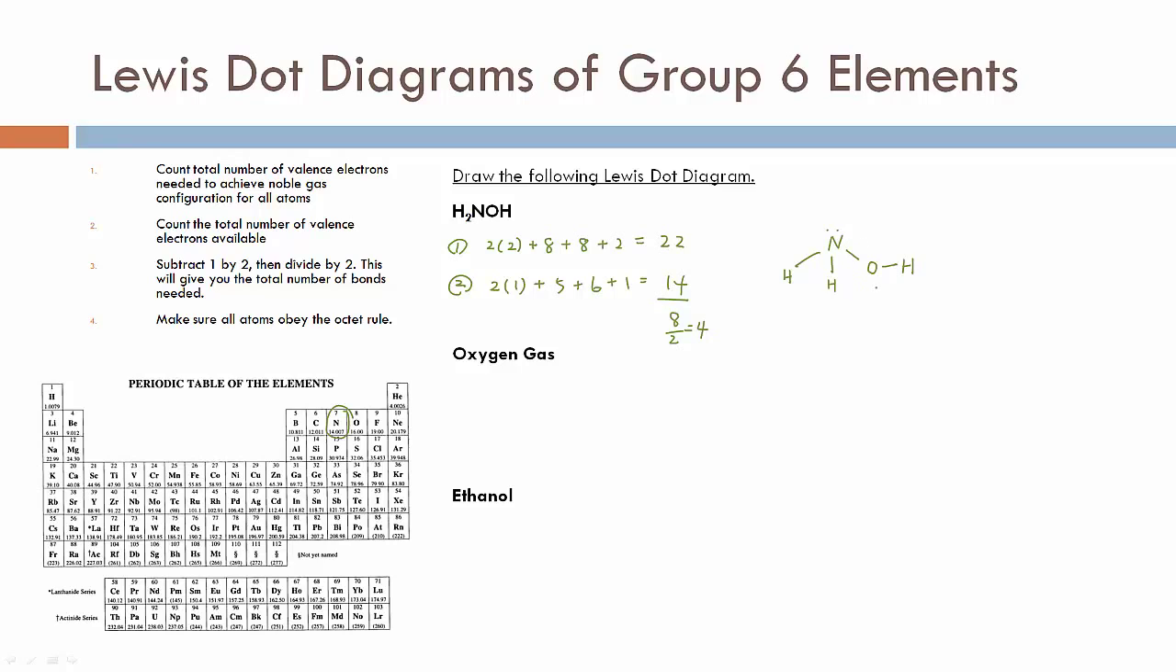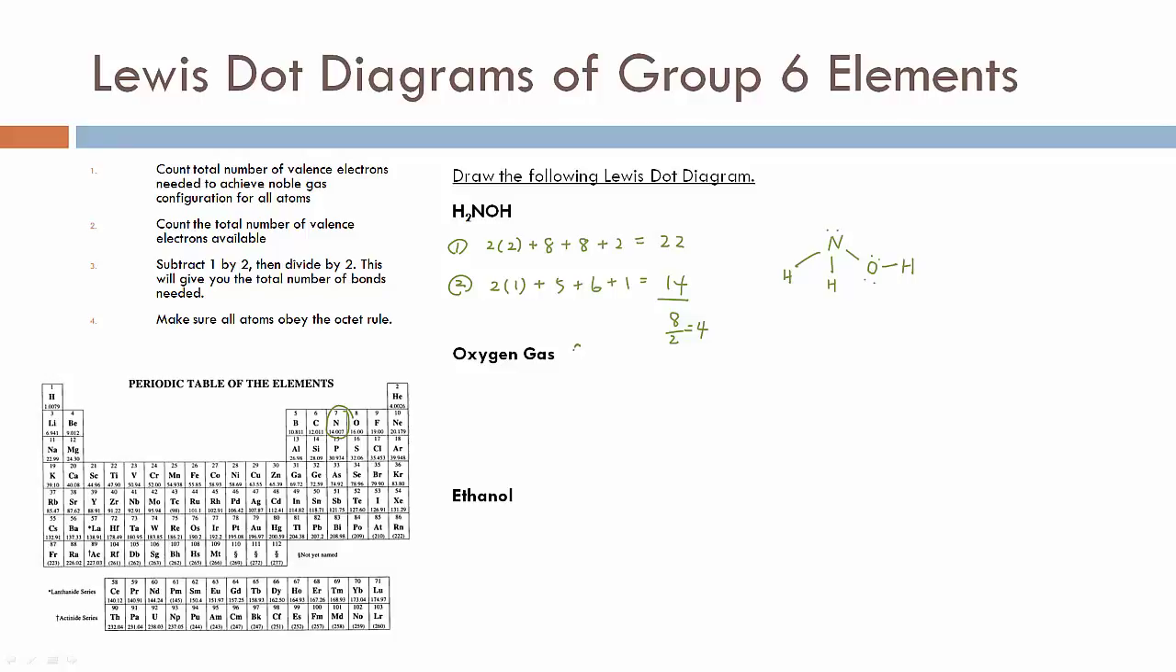The only atom that does not have a filled valence shell right now is the oxygen. There are 1, 2, 3, 4 electrons. We can add the 5th, 6th, 7th, and 8th electron. Now all atoms have a filled valence shell, and that is your final Lewis dot diagram for H2NOH.